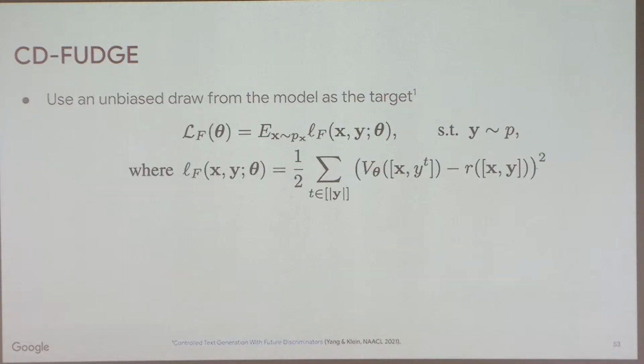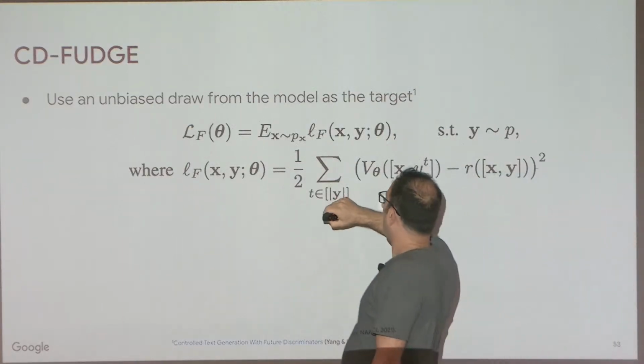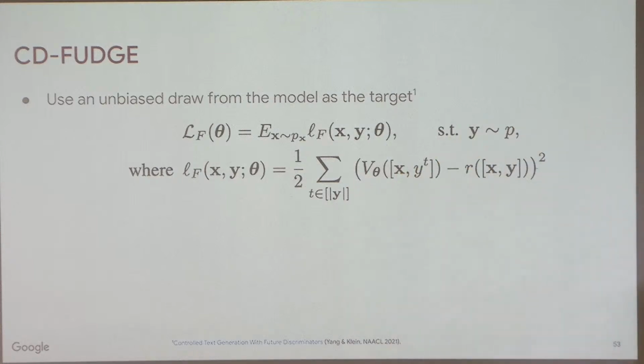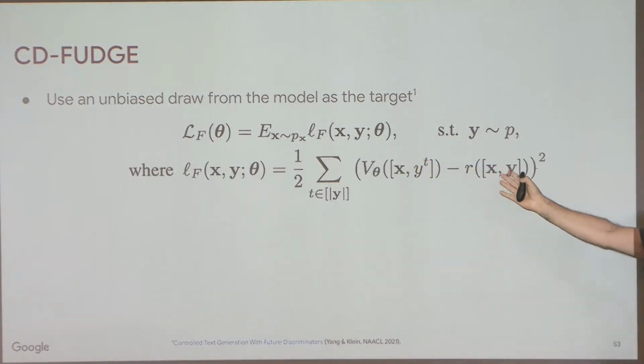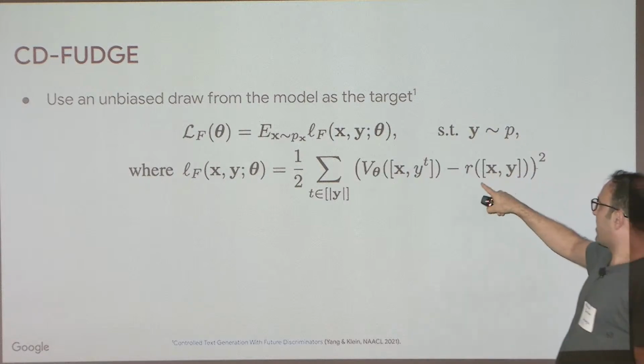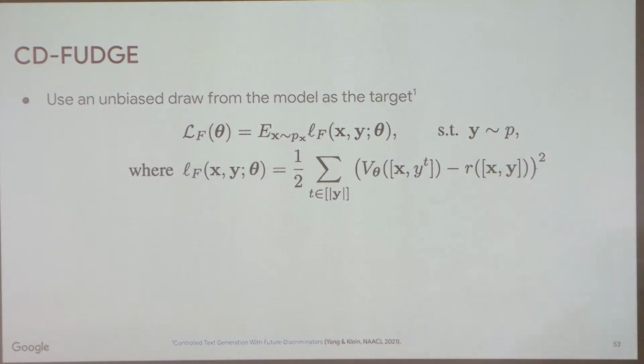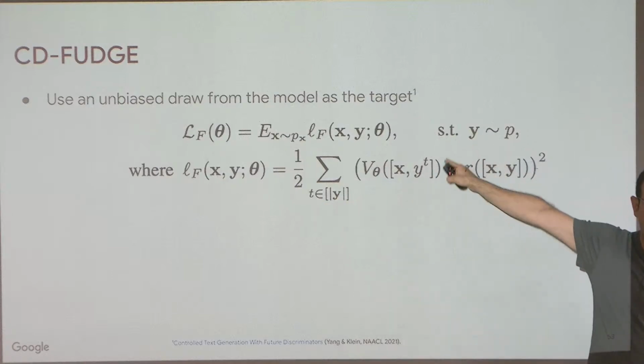A simple thing you can do is draw one sample from my base distribution. I'm going to decode token by token, go all the way to the end, and then see what reward I get. I'm going to associate that reward to the value function for every intermediate stage. Given that this reward is on policy with respect to P, this is an unbiased estimator for V star for every intermediate stage of decoding. I'm going to use that as the target for training this value function.